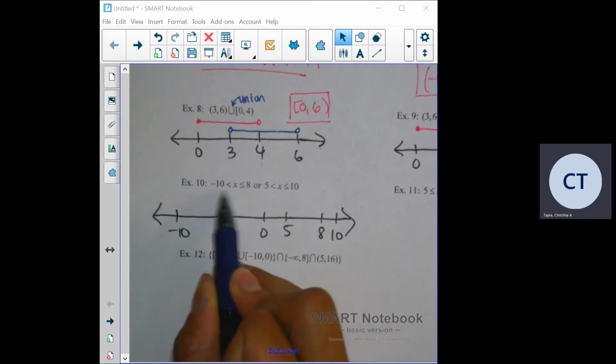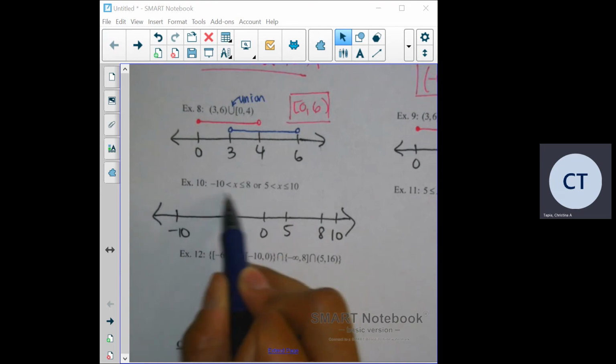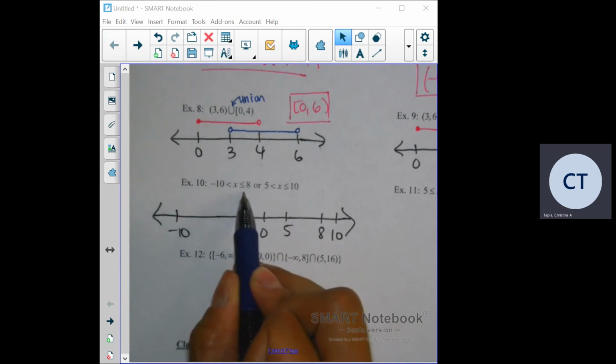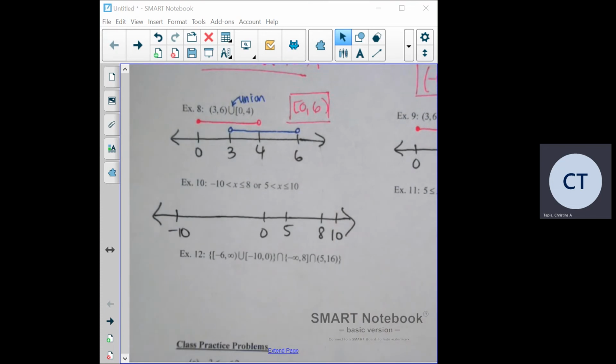Even though this is written as a compound inequality on the far left, between, or -10 is less than x, which is less than or equal to 8, you can also write this as an inequality or as interval notation. We did that on your video notes last time.